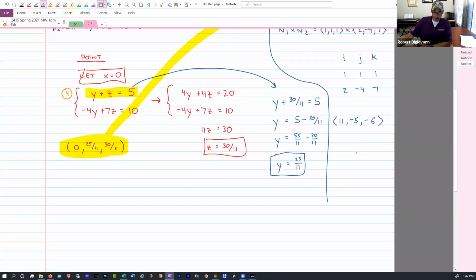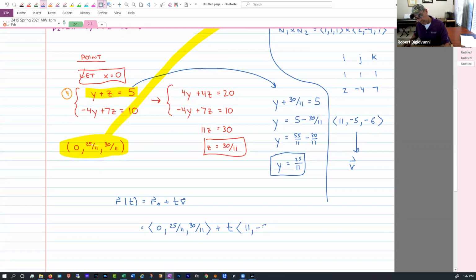All right, here we go. We're done. We just need to put it together, right? So we just use the standard form r of t equals r0 plus t times the v vector, which we just found. This is v. So r0 we get from the point. So that's 0, 25 over 11, 30 over 11. That's a vector plus t times the direction vector, which is 11, -5, and -6.